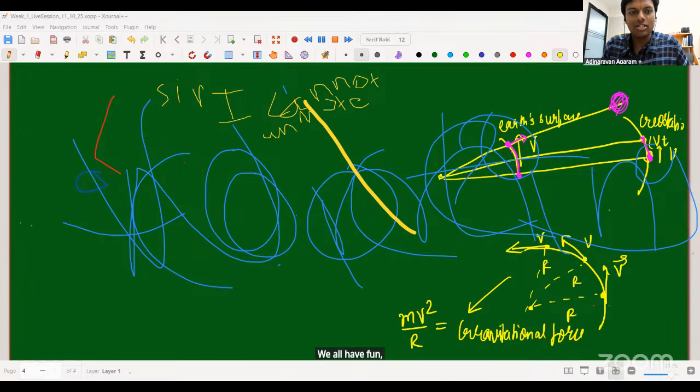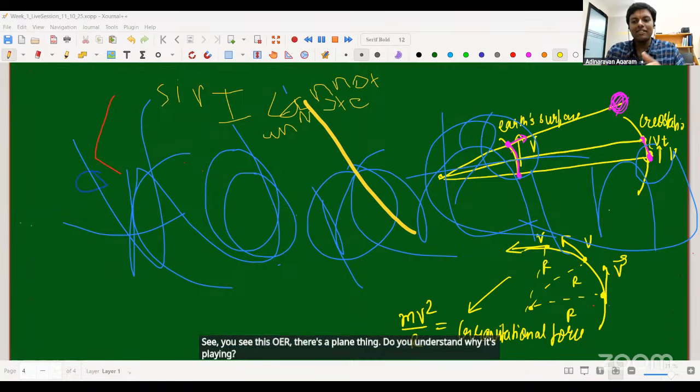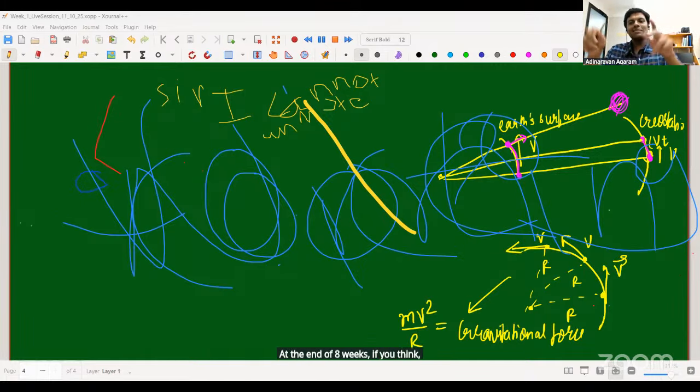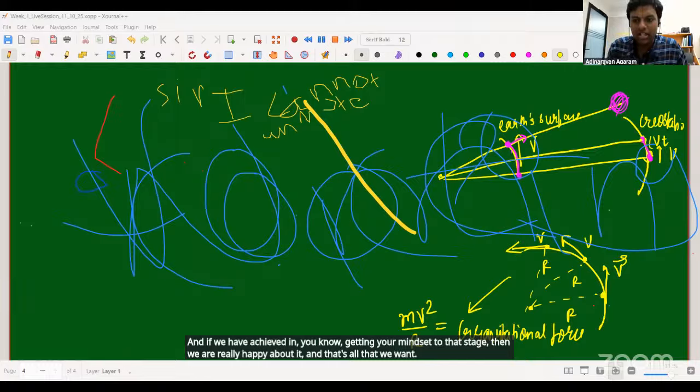Okay. This course is more about, don't worry about the mathematical aspects, guys. It's more about liking aerospace engineering. It's more about, see this, oh yeah, there's a plane flying. Do you understand why it's flying? And at the end of 8 weeks, if you think, okay, this seems cool, can I get into it? And if we have achieved in getting your mindset to that stage, then we are really happy about it. And that's all that we want out of this course.